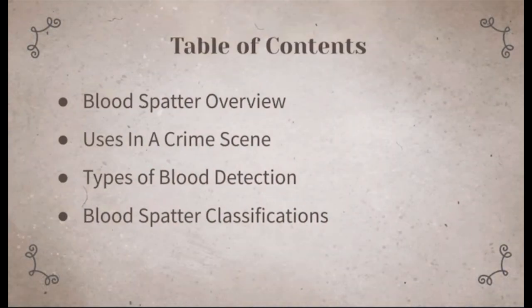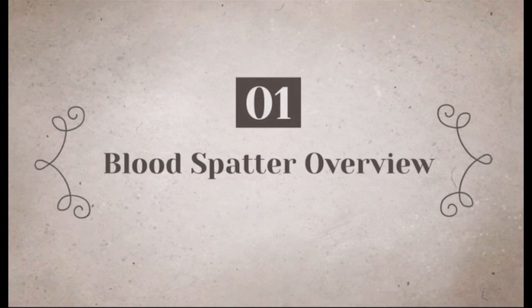So now that we've introduced blood spatter analysis, let's take a look at the key points we'll cover in today's presentation. First, we'll start with a general overview of blood spatter analysis, explaining the basic principles behind this field. Then we'll discuss the uses of blood spatter analysis at a crime scene, how investigators use blood patterns to uncover critical information about the events that transpired. After that, we'll look into the types of blood detection methods employed at crime scenes, from visual examination to chemical tests. Finally, we'll dive into the different classifications of blood spatter and how each one can tell us something unique about the crime.